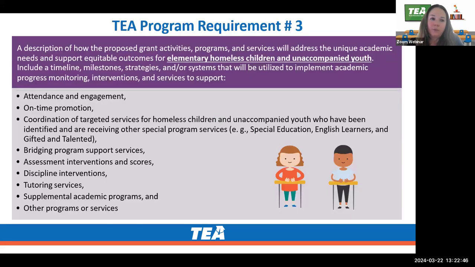Program requirement number 3, this is looking at a description of how the proposed grant activities, programs, and services will address the unique academic needs and support equitable outcomes of elementary homeless children and unaccompanied youth. So you should really consider including a timeline, milestones, strategies, and/or systems that will be utilized to implement academic progress monitoring, interventions, and services to support.